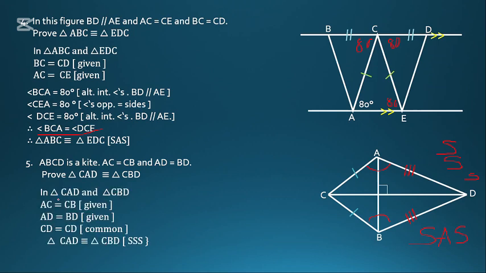So in triangles CAD and CBD, AC is equal to CB, that's given to us. AD is equal to BD, that's also given. And lastly, CD is equal to CD, that is common. So triangle CAD is congruent to CBD, and it's side, side, side.